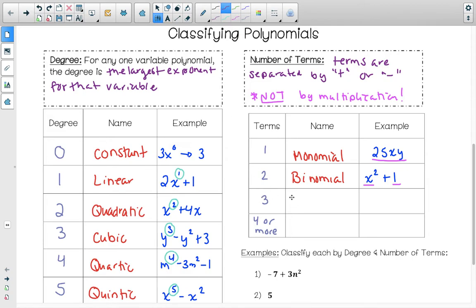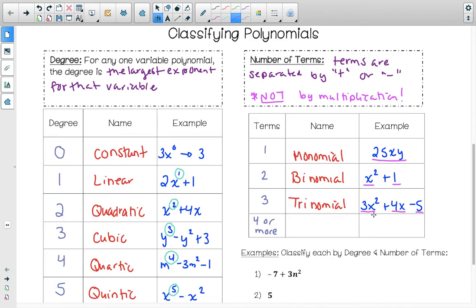3 terms is called a trinomial. An example of this would be 3x squared plus 4x minus 5. We have pluses and minuses. So if I underline starting with the first number to a plus sign, that's 1 term. Starting over again, that's the second term. Starting over again, this is our third term. We have 1, 2, 3 terms, which is why it's called a trinomial.